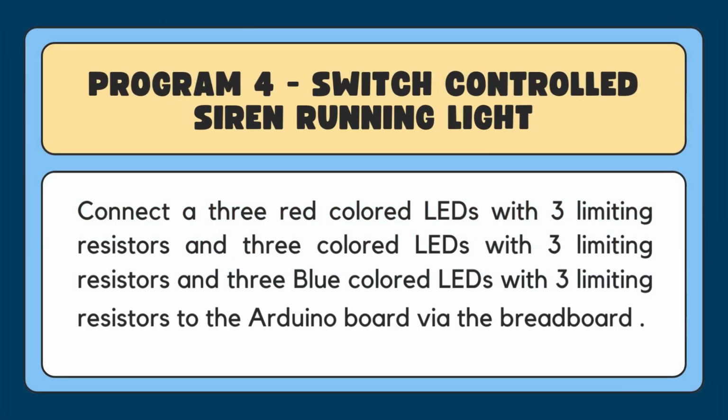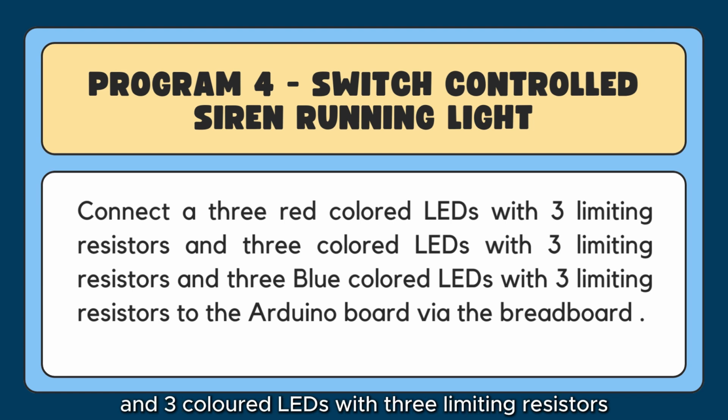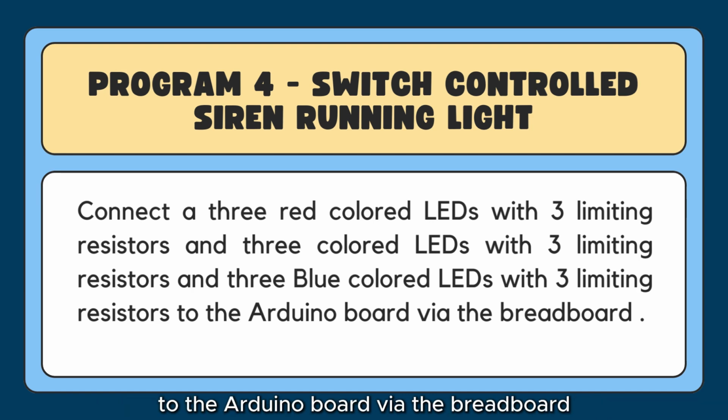Program 4. Switch-controlled siren running light. Connect 3 red-colored LEDs with 3 limiting resistors, 3 other colored LEDs with 3 limiting resistors, and 3 blue-colored LEDs with 3 limiting resistors to the Arduino board via the breadboard.